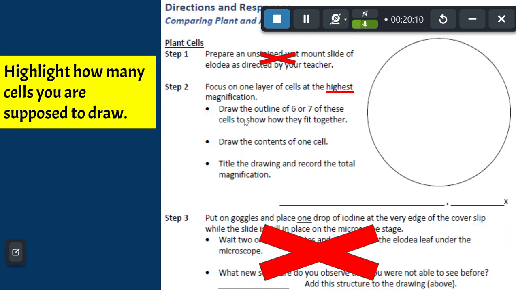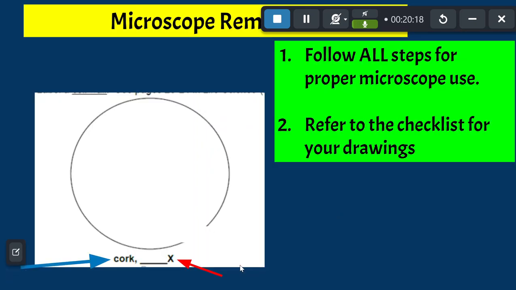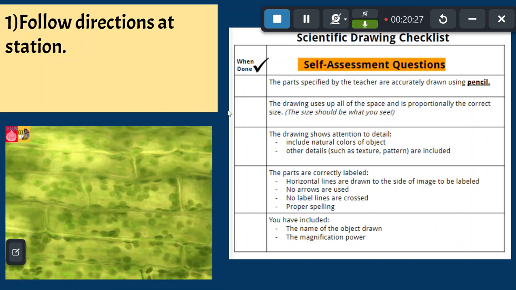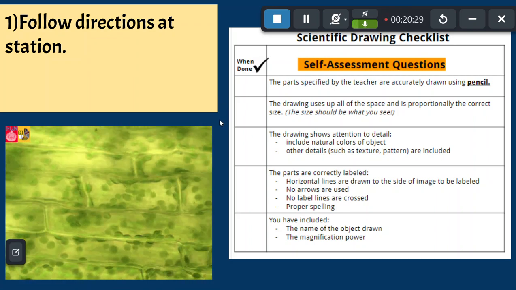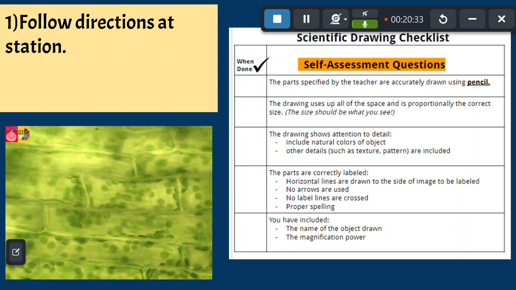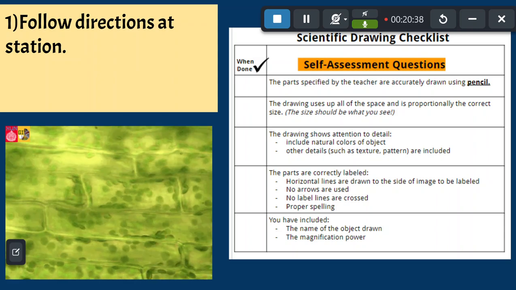And then just to be sure, you're only drawing 6 or 7 of the cells. Okay, and you've got to write down which cell you're observing and what the magnification is. So previously, in some of the classes, we were able to look at cork under 400 magnification, and today you're going to be looking at Elodea under 400. Probably you're going to look at your onion cells under 100 magnification. You can look at the higher magnification and see what you like better.